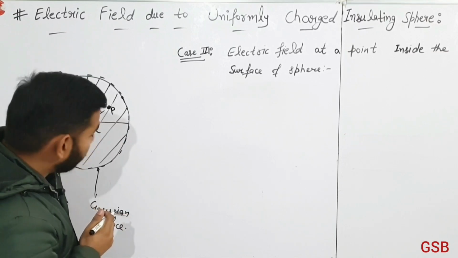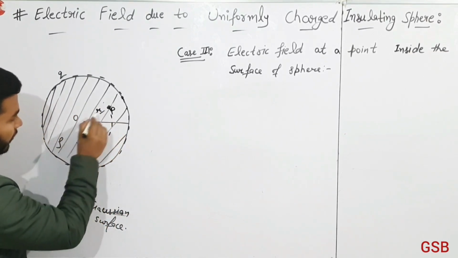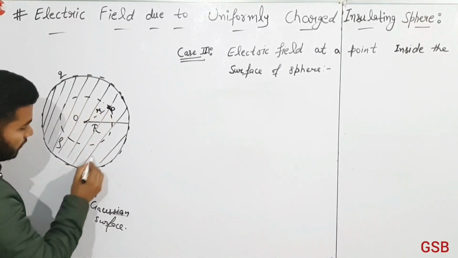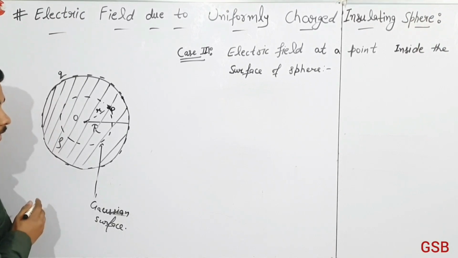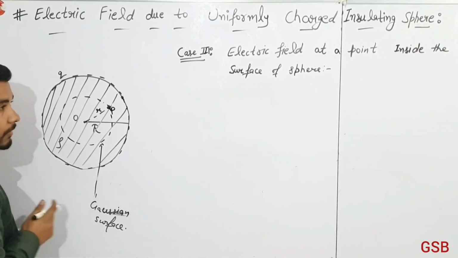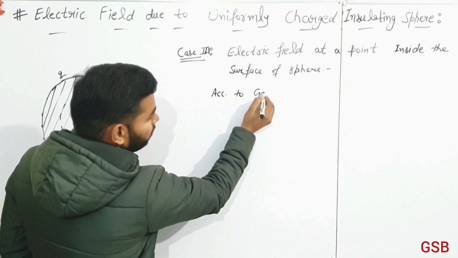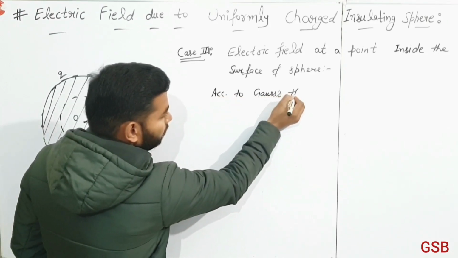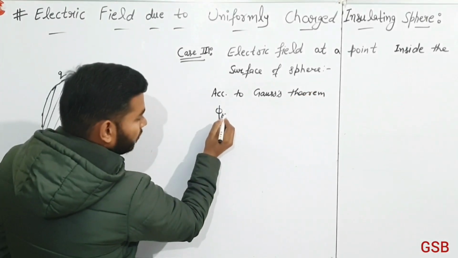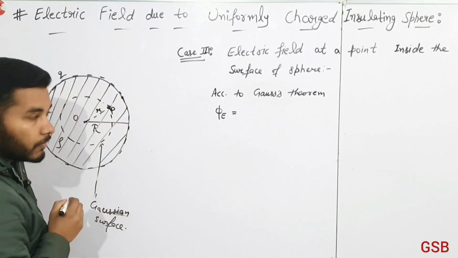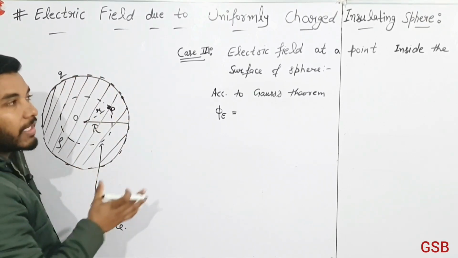Now again we draw a Gaussian surface. In this case, the Gaussian surface is inside the insulating sphere. This is our Gaussian surface. So according to Gauss theorem, phi E is equal to Q, where Q is the total charge on the given insulating sphere.